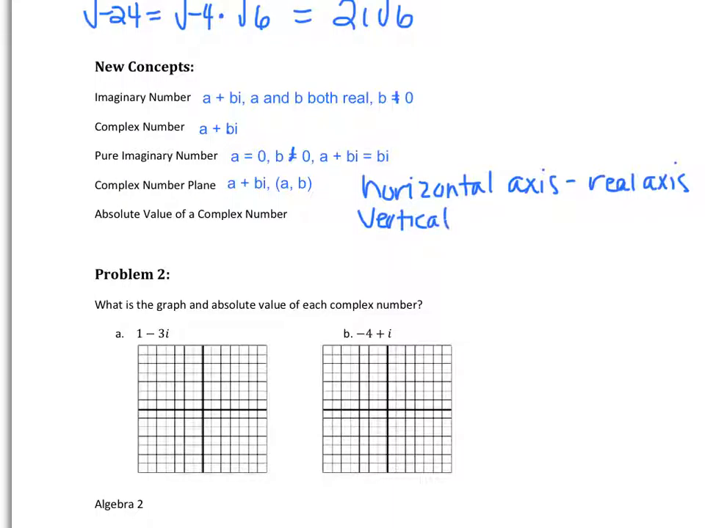The horizontal axis is your real axis. The vertical axis is your imaginary axis. That's your b value, which has to do with the imaginary part of your complex number.